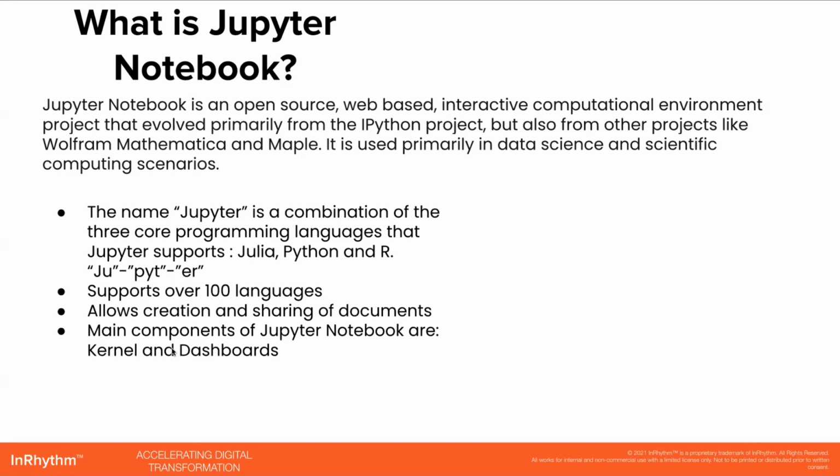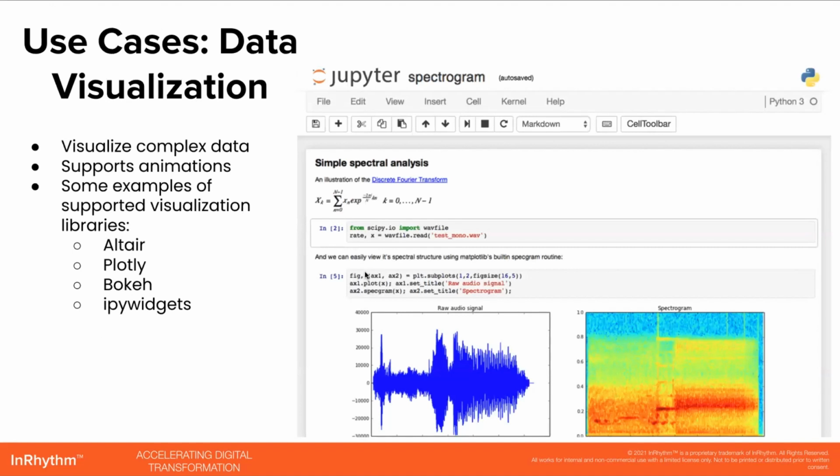So, the main components of the Jupyter Notebook are pretty much two: the kernel and the dashboard. Because it is web-based, you can access it pretty much anywhere you have internet access. Now that we've talked about what Jupyter Notebook is, we'll talk a little bit about some use cases.